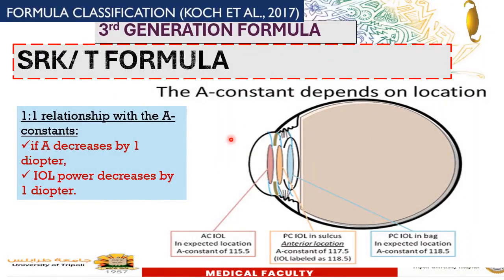So as I said, the SRKT formula is one of the most popular formulas that utilizes an A constant which should be optimized by each doctor. And you can see the impact of the A constant variations on the IOL power calculation. A difference of one diopter of A constant will result in a difference in the IOL power by one diopter. For example, if this is a posterior chamber IOL, you will use an A constant of 118.5. If it is changed to a sulcus, you will use 117.5. If it is an anterior chamber IOL, it will be 115.5.